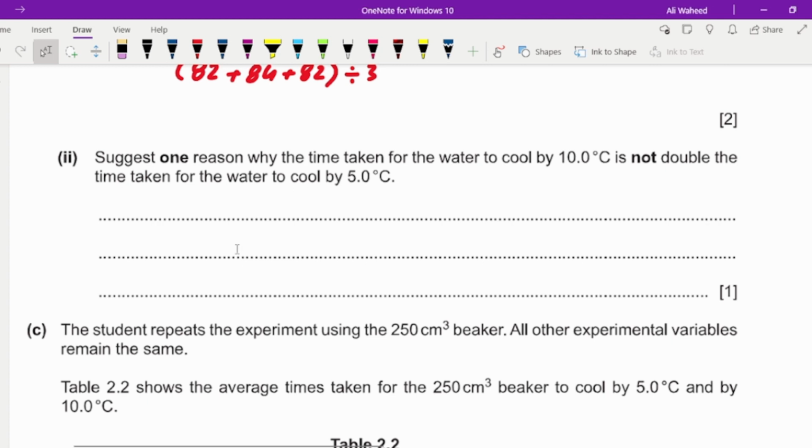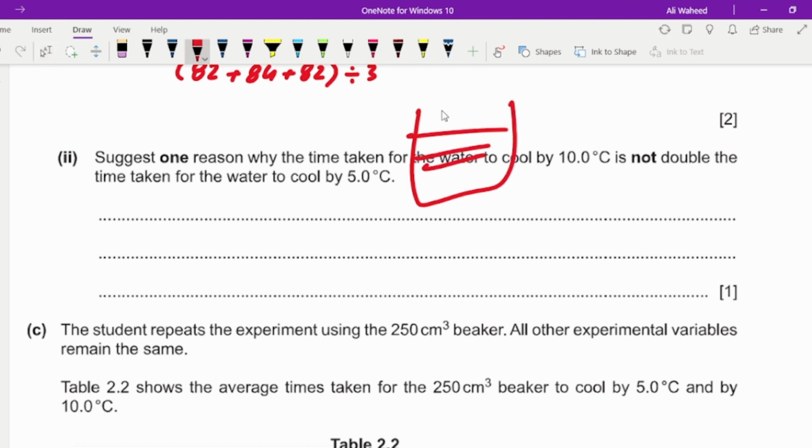And eventually, if the temperature of the water reaches, let's say, 25 degrees Celsius, and the room temperature was also 25 degrees Celsius, at this stage there would be no heat transfer because thermal equilibrium is reached. So the rate of cooling would be faster when the temperature was higher.